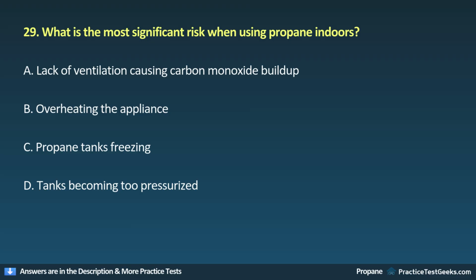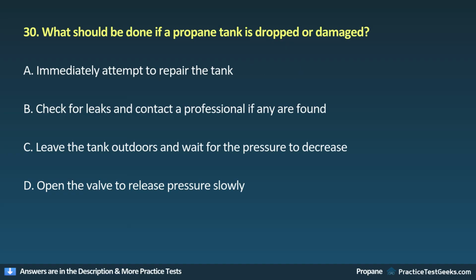B. Overheating the appliance. C. Propane tanks freezing. D. Tanks becoming too pressurized. 30. What should be done if a propane tank is dropped or damaged? A. Immediately attempt to repair the tank. B. Check for leaks and contact a professional if any are found.